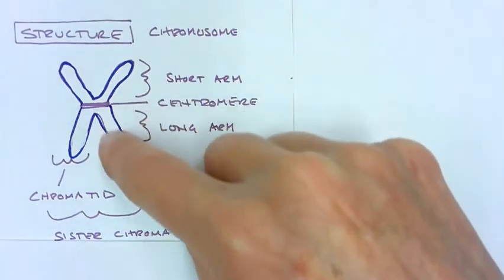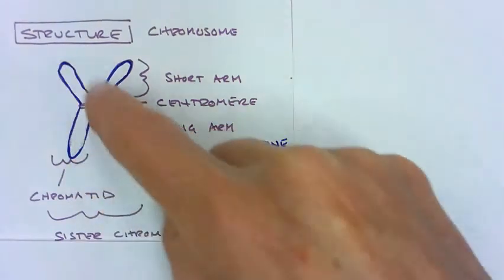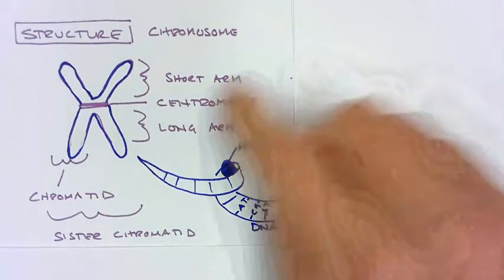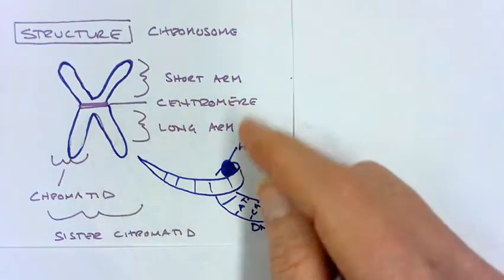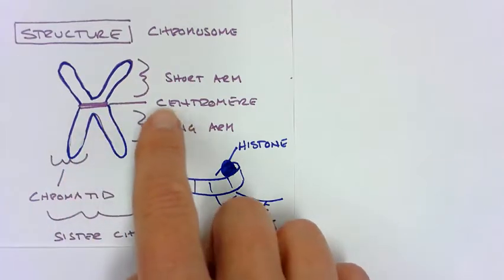This side of the chromosome is identical to this side. One side is called a chromatid. 2 sides are called sister chromatids. They are identical in their DNA. They're held together by something called a centromere.